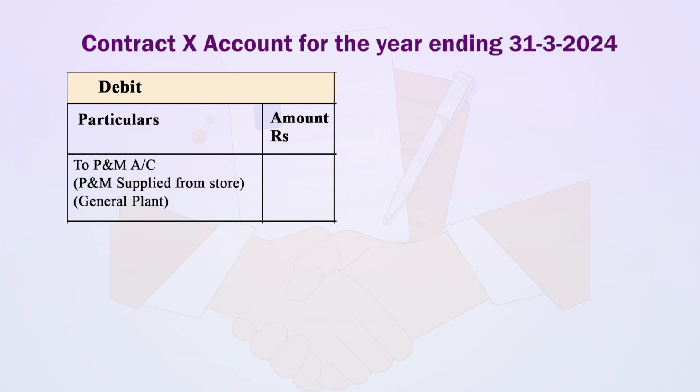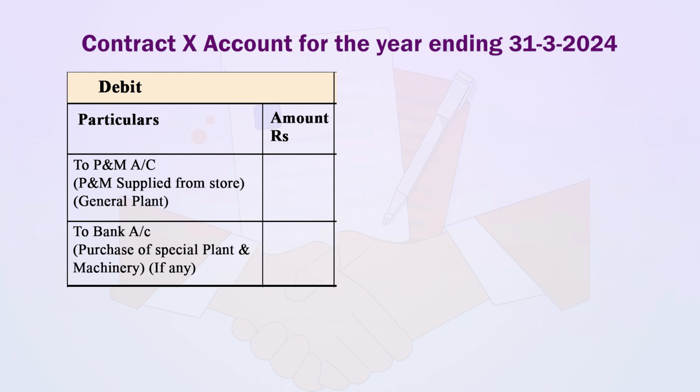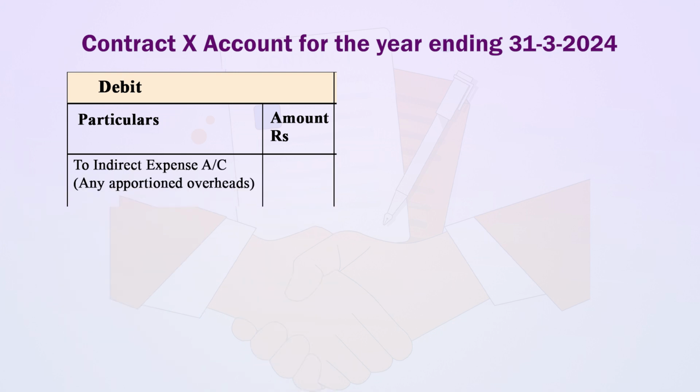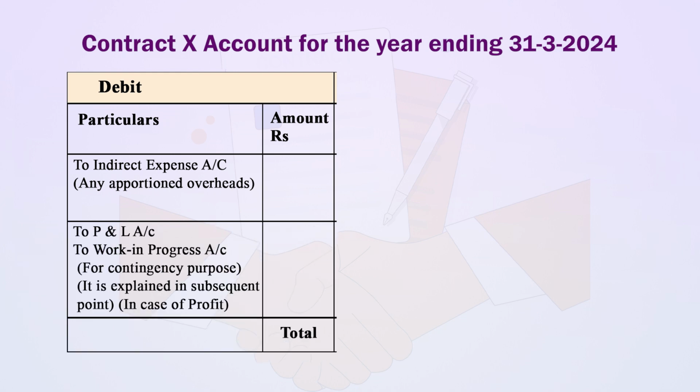Next entry is to plant and machinery account, it is for plant and machinery supplied from store general plant. Next, to bank account, it is for purchase of special plant and machinery if any given in example. Next, to bank account for payment of architect fee, subcontract, etc. Next is to indirect expense account for apportioned overhead. Next is to profit and loss account, to work in progress account for contingency purpose. It is explained in subsequent point and this entry is in case of profit.